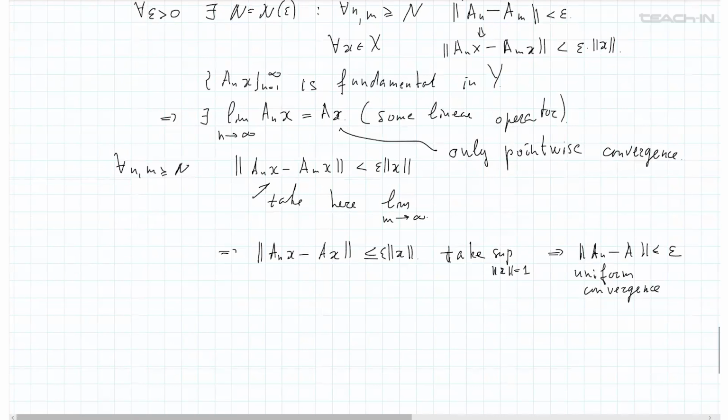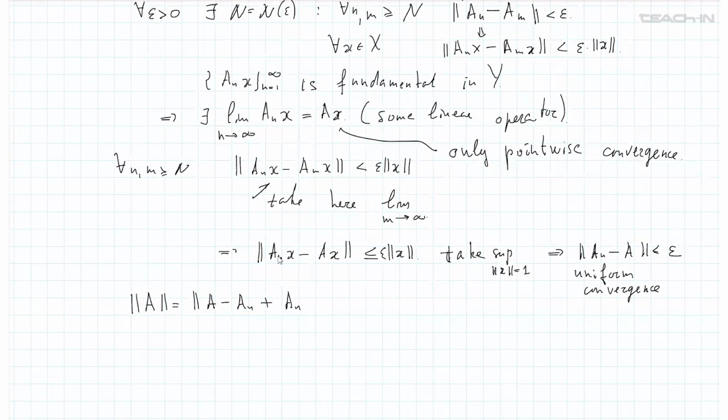But we show that indeed we have a uniform convergence. And then it is easy to show that operator A is bounded. Minus a_n plus a_n, and then the triangle inequality. It is less than epsilon for n sufficiently large, and this is bounded for any n.